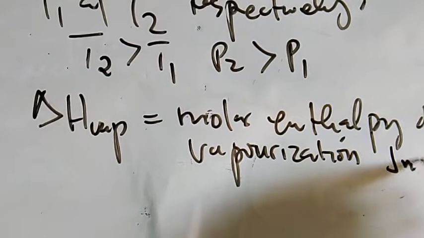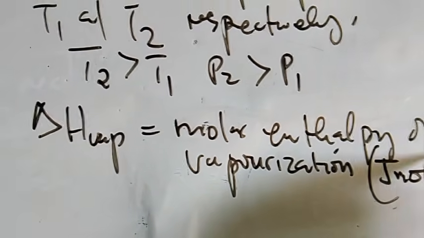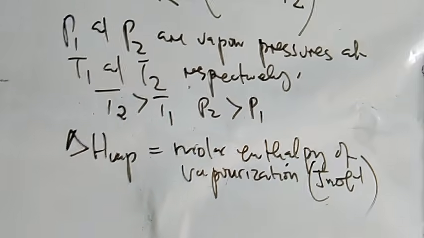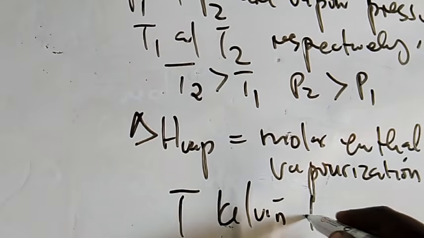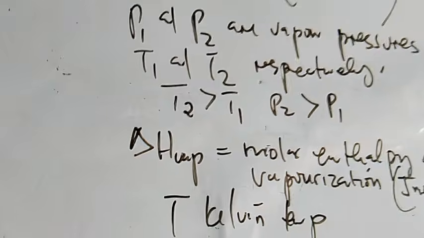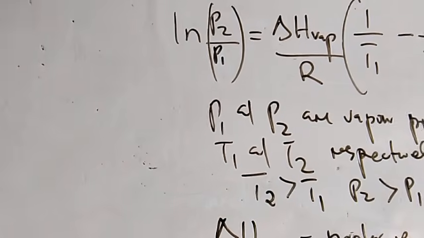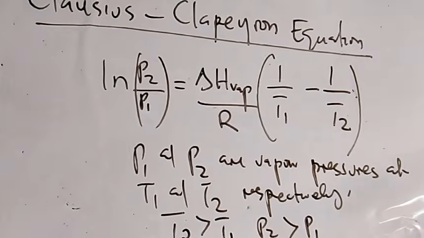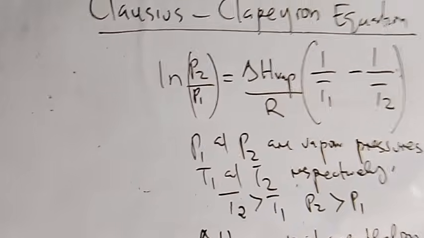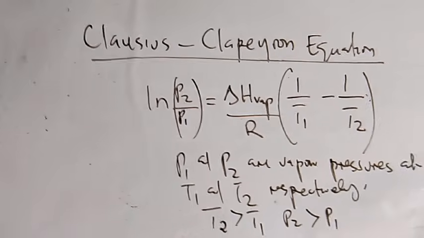Okay, with units joules per mole. T is the Kelvin temperature. Then we know this is the natural logarithm. So this Clapeyron equation can be written in many different forms. There are about 5 forms in which we can write it.